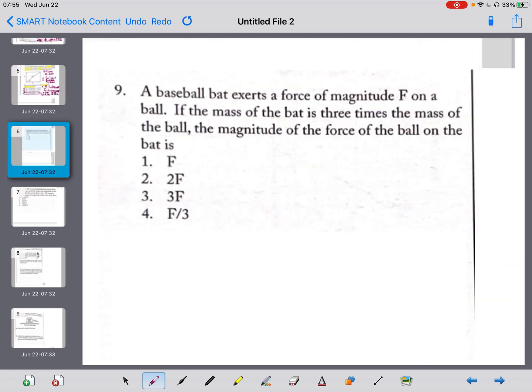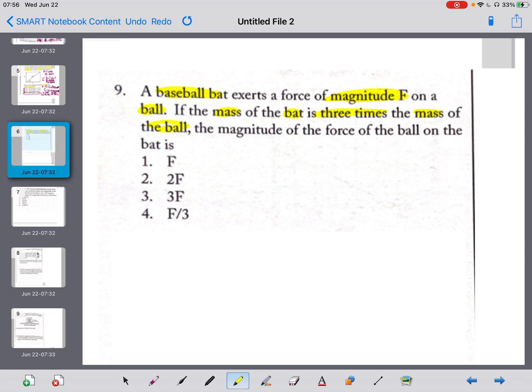Number 9: a baseball bat exerts a force of magnitude F on a ball. If the mass of the bat is 3 times the mass of the ball, the magnitude of the force of the ball on the bat is... Let's highlight some stuff here. This baseball bat is exerting a force of magnitude F on the ball. That's what the bat is exerting on the ball. They're saying that the mass of the bat is 3 times the mass of the ball.